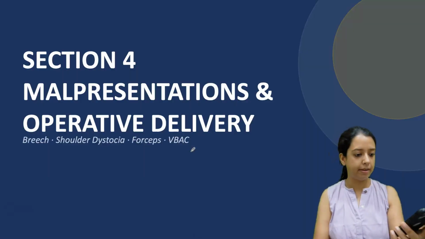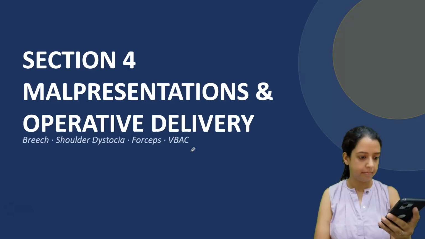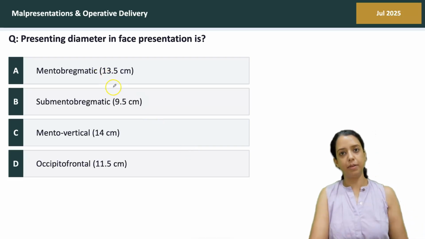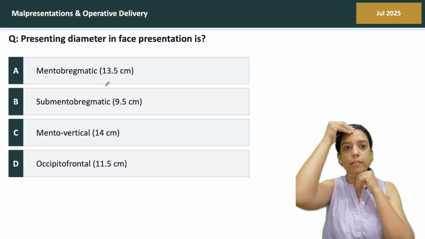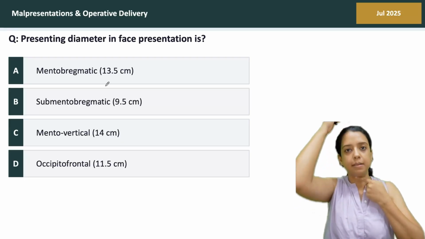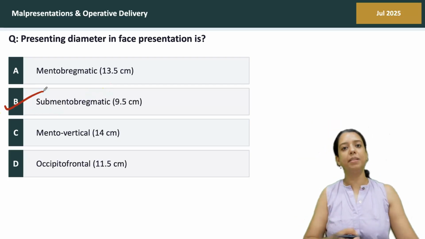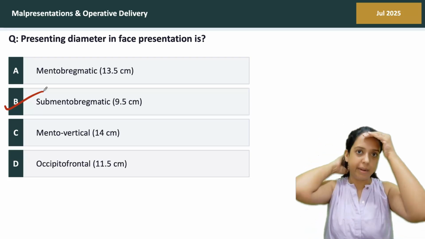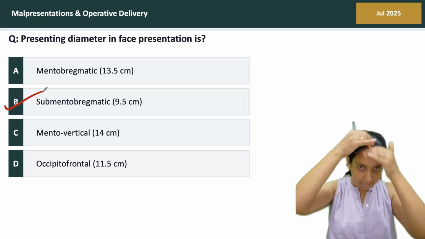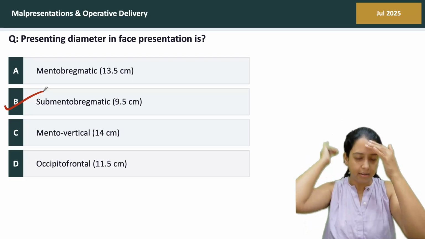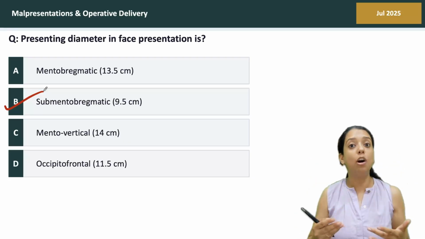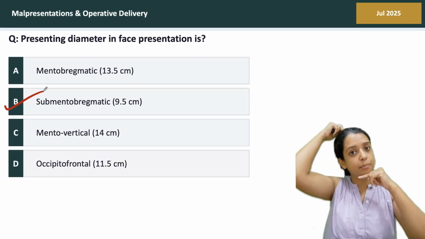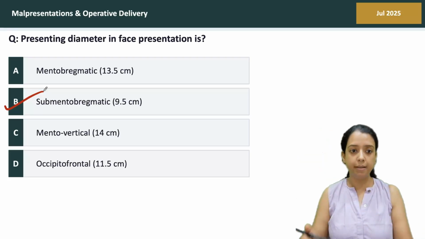Next, malpresentations and operative delivery. Presenting diameter in face presentation. Now this is face. What will be the diameter? Submentobregmatic is the presenting diameter. Now let's quickly revise the diameters. In fully flexed head, suboccipitobregmatic, this is 9.5 centimeters in fully flexed. Slightly extended, occipitofrontal. In brow presentation, when this is the presenting area, mentovertical, it is 14 centimeters. Okay?